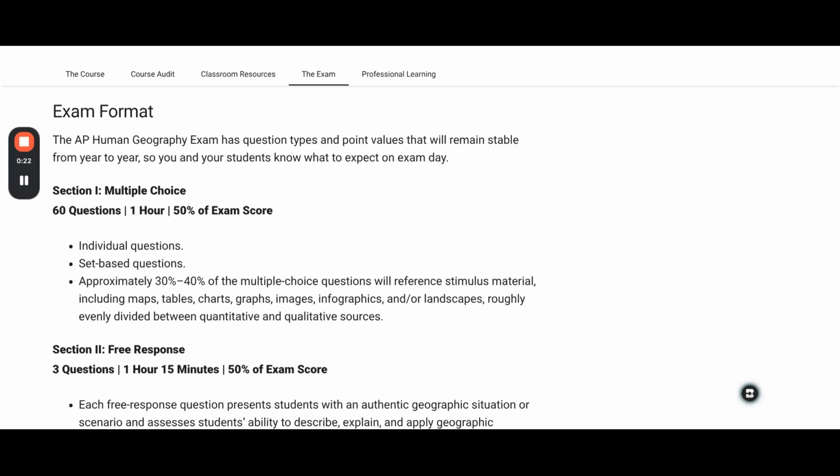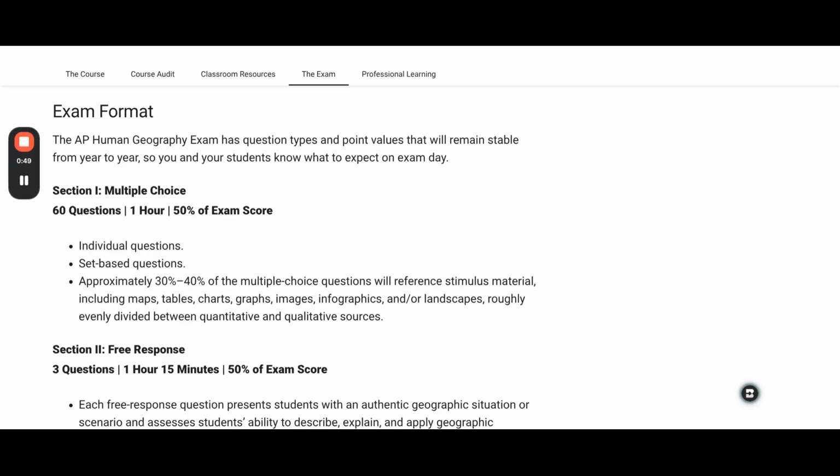Now, the big stuff that we want to do is make sure we know exactly what's a part of the AP testing format, which means knowing that there are two sections. They're equally weighted. They're both 50% of your overall score. Section 1 is your multiple choice questions, or your MCQs. This section is 60 multiple choice questions, and you get 1 hour to complete those.